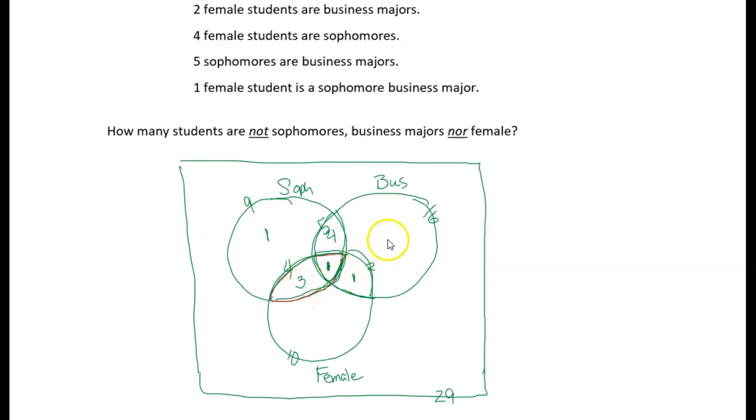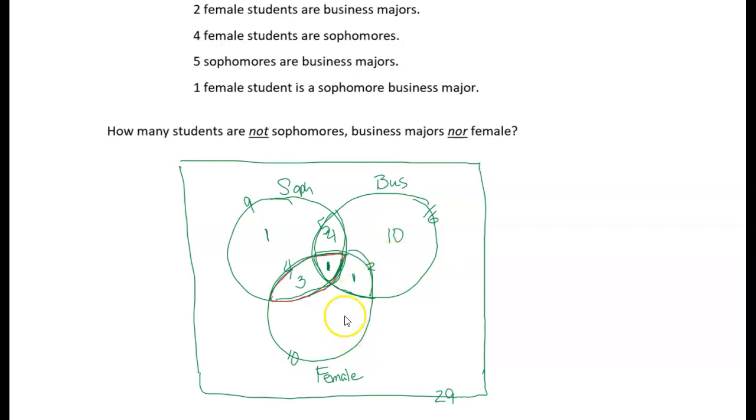Okay? And again, we can just keep working our way around the circles. So I know that there are 16 business majors. 4 are also sophomores, but not female. 1 is all 3, and 1 is a female business major, but not a sophomore. All right, so I have 6 accounted for. 4 plus 1 plus 1 is 6. So I can subtract that from the 16. That means 10 business majors in the class are not sophomores and not females.